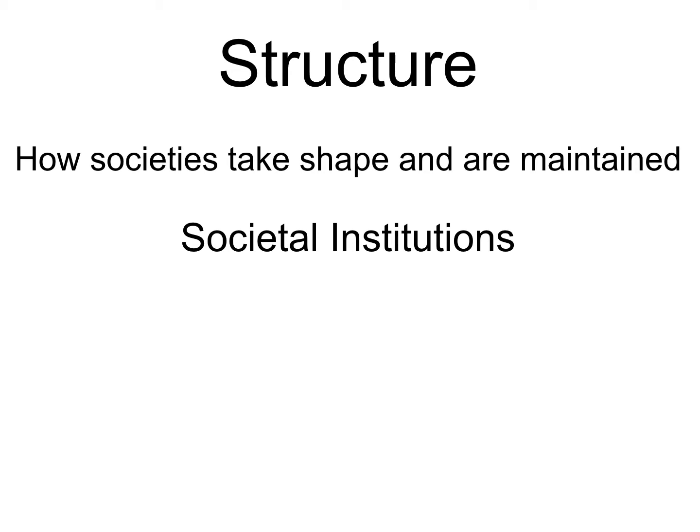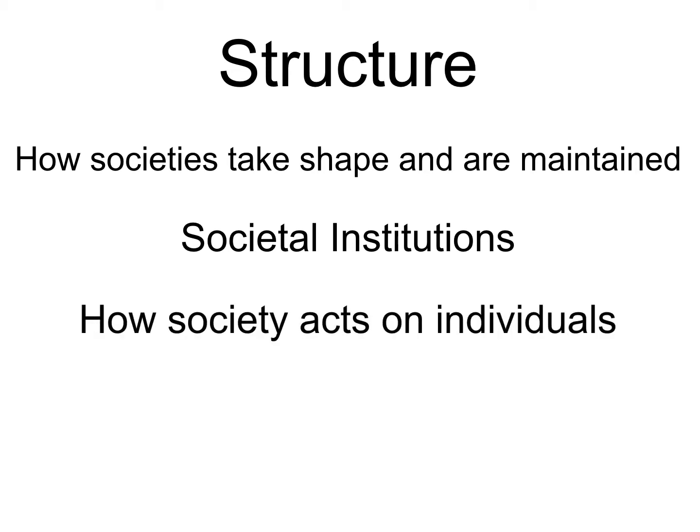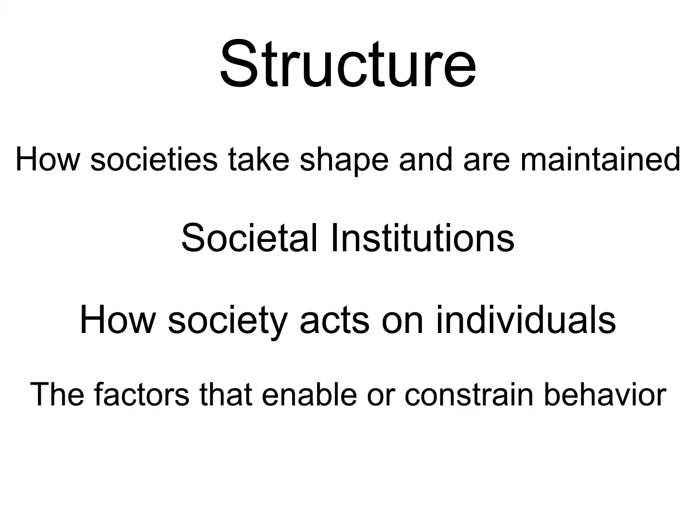And these social institutions impact people. So structure means how society is acting on individuals, and it's the factors that enable or constrain behavior. We have opportunities in our society, but sometimes we are held back by social institutions and the opportunities that we have. Sometimes we have an inordinate amount of social opportunities, and so sometimes our behavior is enabled. We're allowed to do whatever we want.